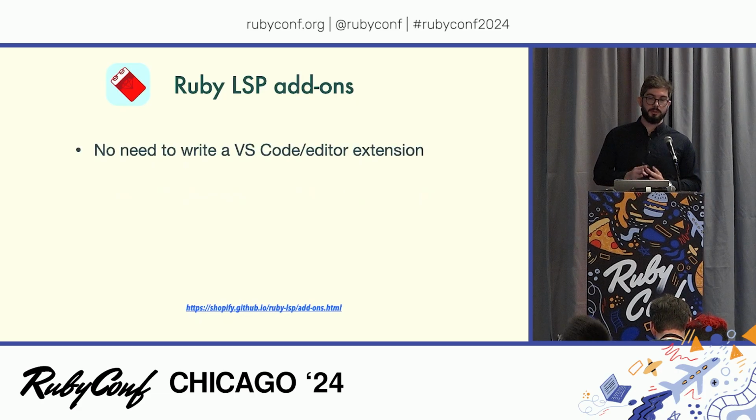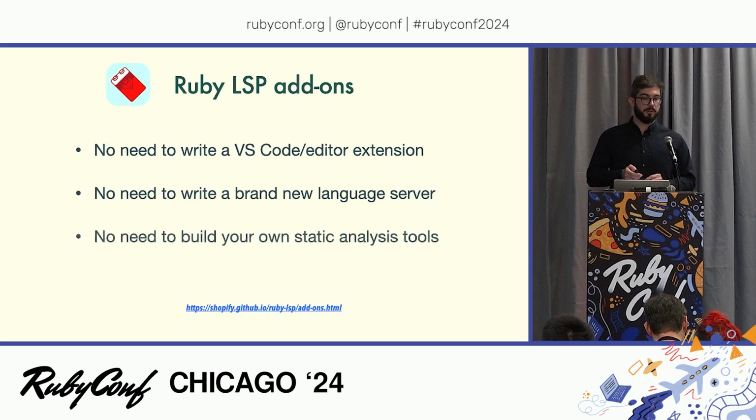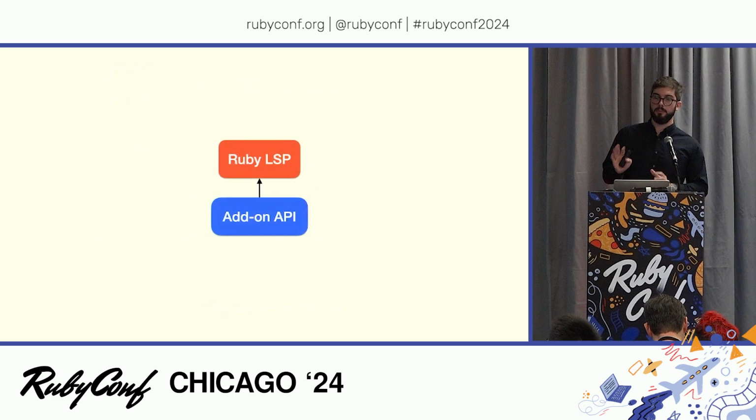There is no need to write a VS Code extension or editor plugin with this approach. There's no need to write a brand new language server and decide how you're going to represent documents or how you're going to handle different encodings coming from the editor. And there is no need to write your own toolkit of static analysis tools to be able to understand Ruby code. All of that is provided by the add-on API. In this scenario, the Ruby LSP is a little bit more than just a language server, but also a platform for editor integrations. And through the add-on API, we can make the experience richer based on what type of project the user is currently working on.